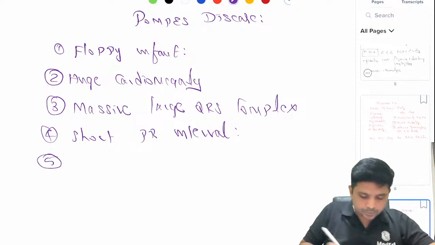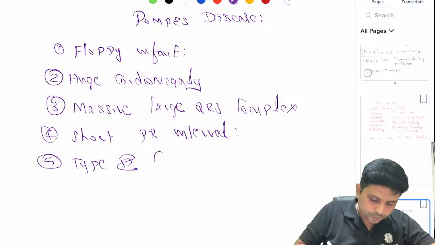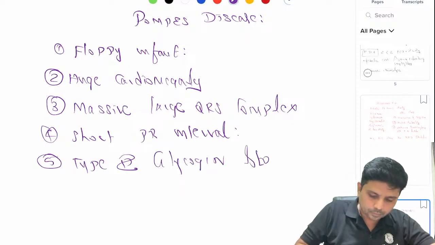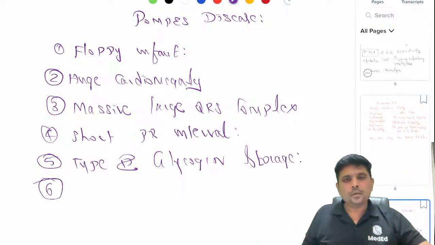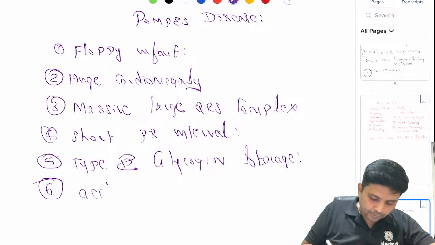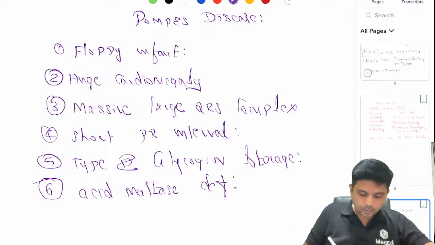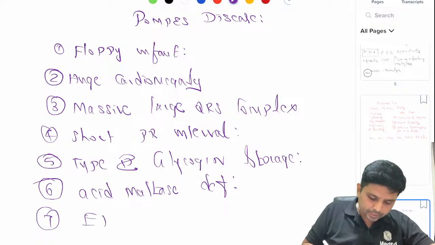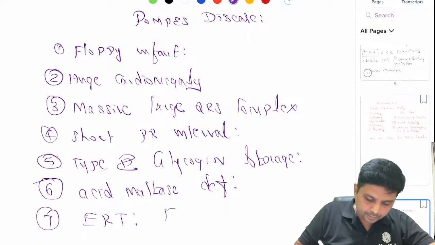Remember, it comes under type 2 glycogen storage disorder. It is due to deficiency of acid maltase. What is the treatment of choice? Enzyme replacement therapy.